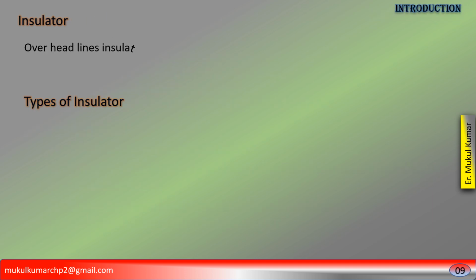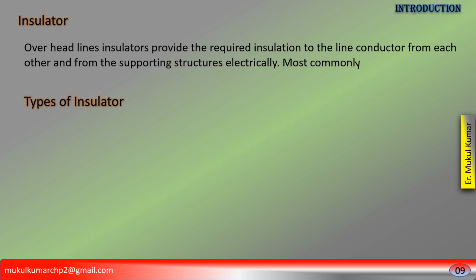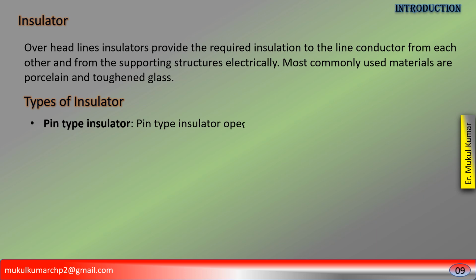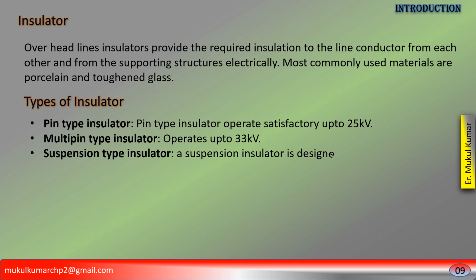And now the insulator. The insulator plays a very important role in our power system. In overhead lines, insulators provide the required insulation to the line conductors from each other and from the supporting structures. Electrically, the most commonly used materials are porcelain and toughened glass. There are many types of insulator.